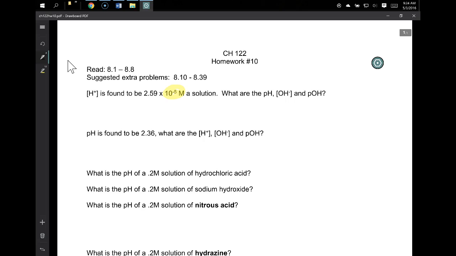2.59 e negative 5 equals, and log. So I get a pH equal to 4.6. So then what's my pOH? 9.4. Those two things need to add up to 14. And so then what's my hydroxide ion concentration?